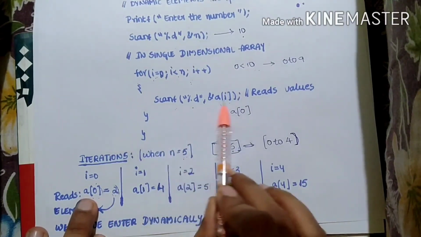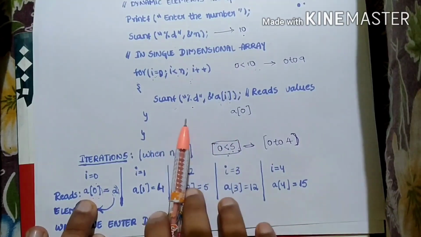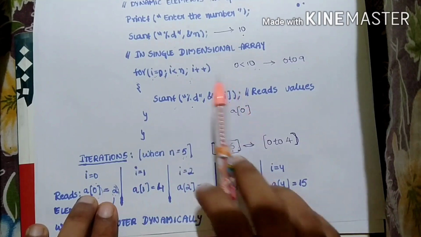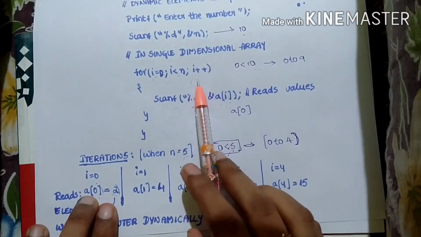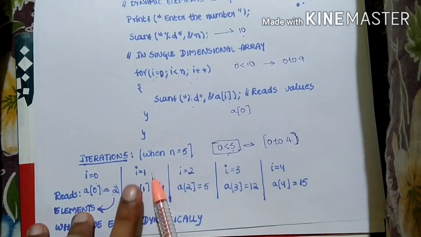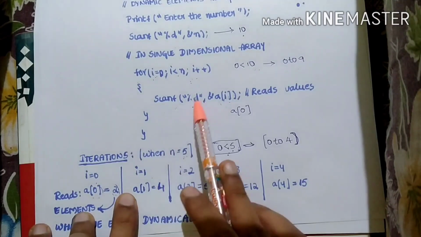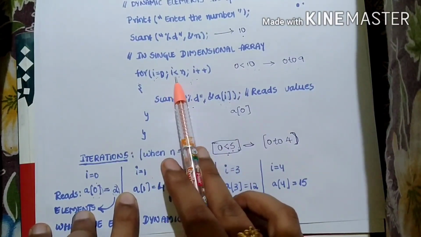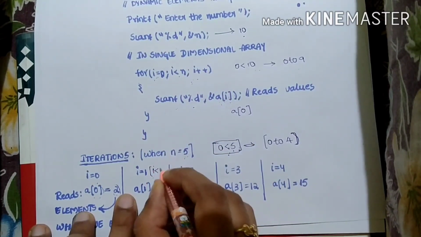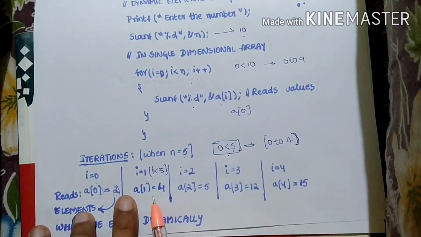That's what scanf does. It just reads the value, it doesn't print again. a of 0 is equal to 2, and then the i value gets incremented, i plus plus. So i becomes 1, and then again it goes into the loop because the condition is satisfied. 1 is less than 5, again the condition is true.